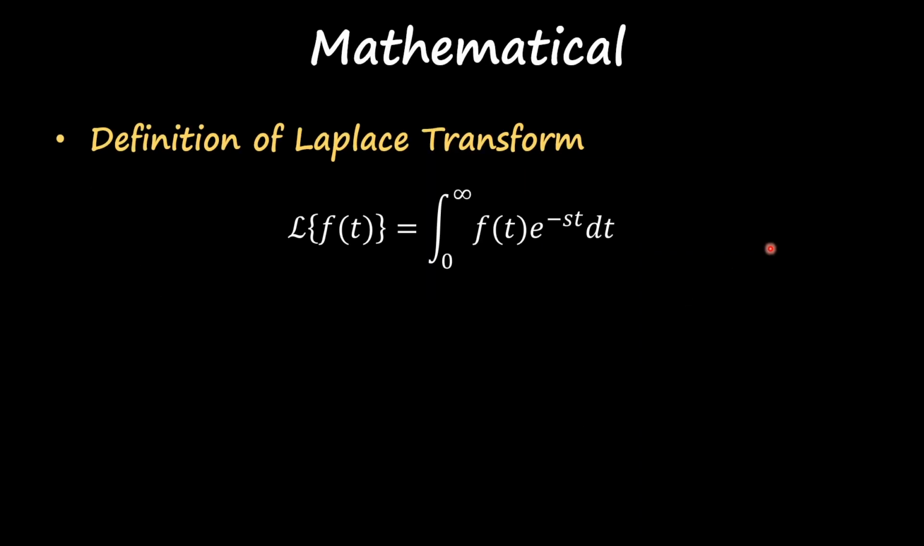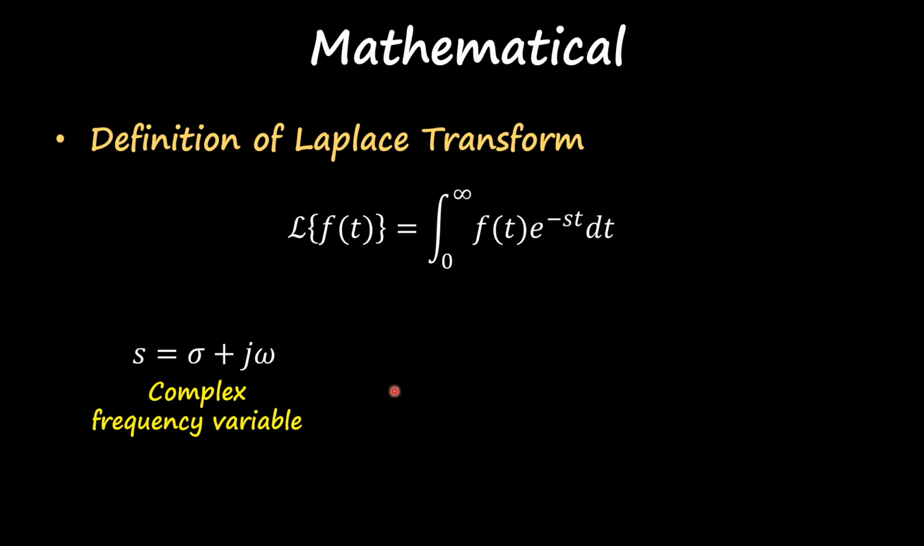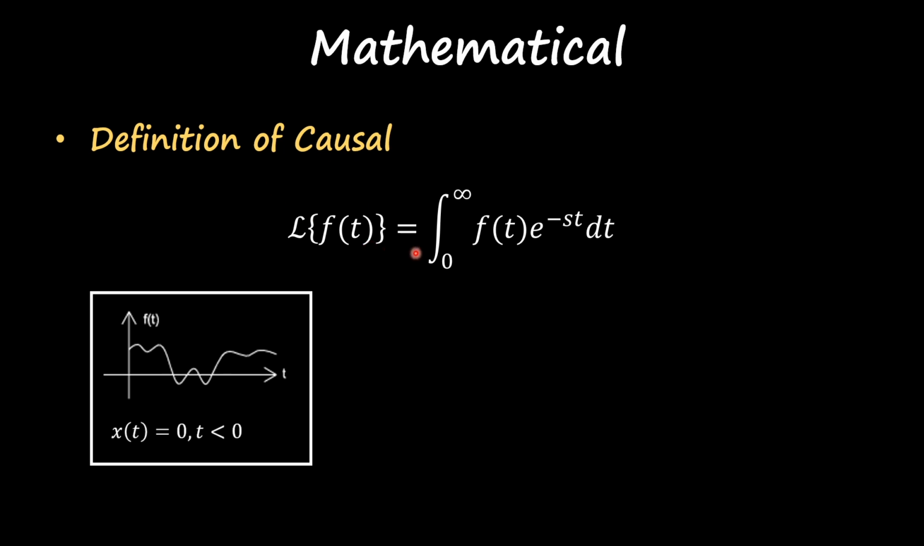In a more mathematical way, we have the definition of the Laplace transform, which is given by this integral of your f of t with this exponential of minus st. And recall that this s is actually a complex frequency variable. So we want to find the definition of causal in this expression. Remember, causal means that you don't have values of x of t for t less than 0, and that is expressed in this integration here where it goes from 0 to infinity. So that's the causal part of your system.